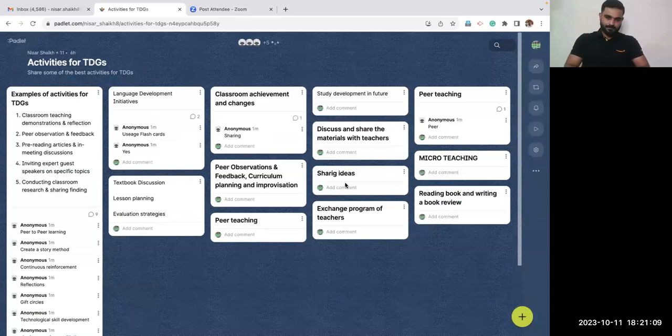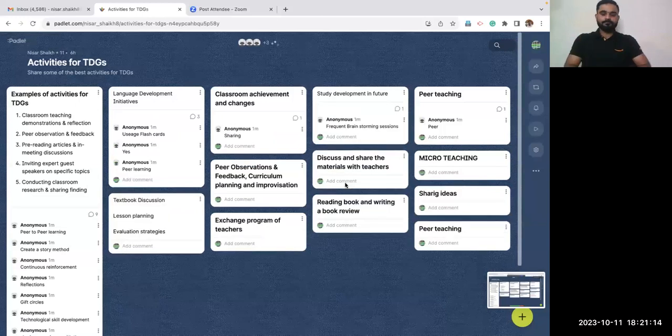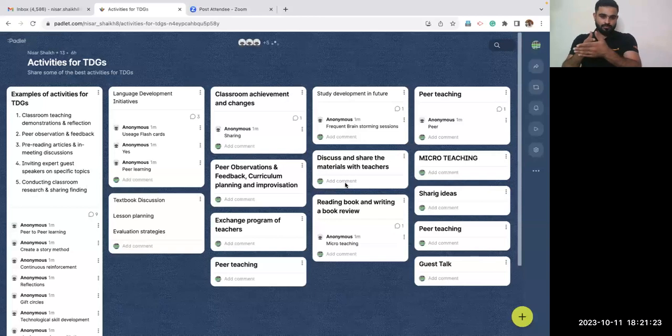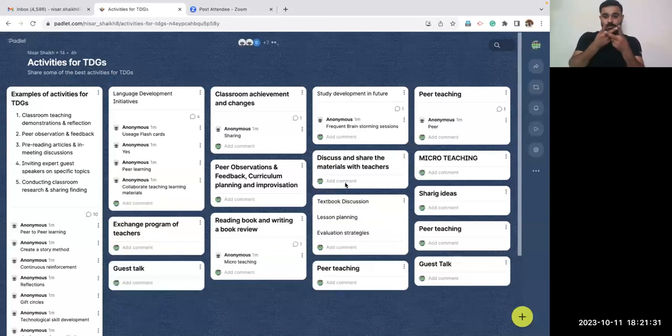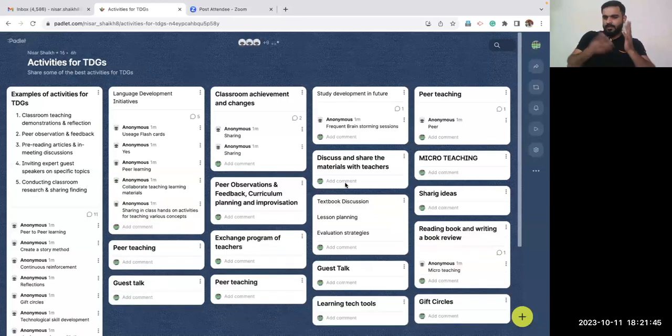I can see lots of creative ideas on the group. Nice. Very nice. Language development initiatives, classroom challenges, lesson planning, exchange program of teachers. This is a very nice idea, exchanging teachers from different groups or different schools. Peer teaching, guest talk. Yes, we can invite some of the experts in the field. Gift circles, I would like to know more about gift circles as well. Peer teaching, discuss and share materials with teachers.